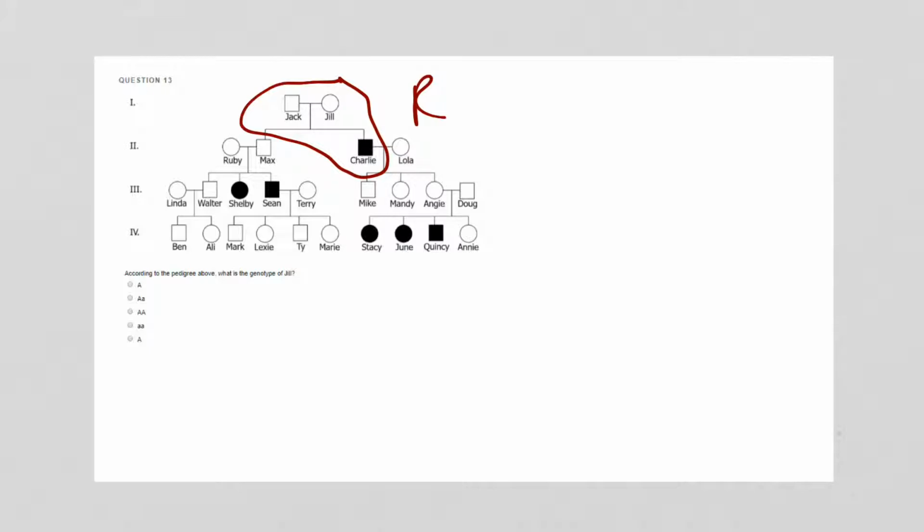That means that anyone that is black in color is little a, and if they're not, they're going to have at least one capital A. So Jill, which we're asking about here, has at least one capital A, but she does have a child that has it, which means she must be heterozygous or she must be a carrier. So her and Jack would be heterozygous.